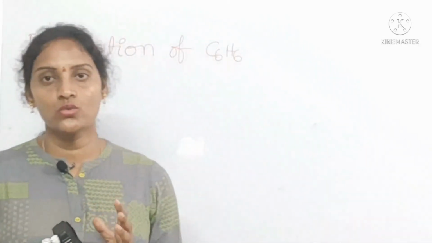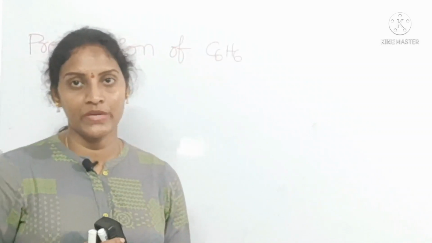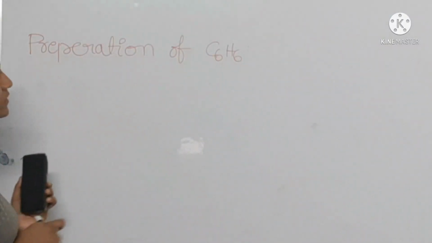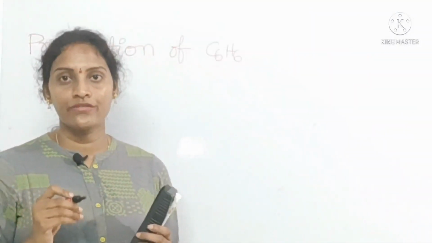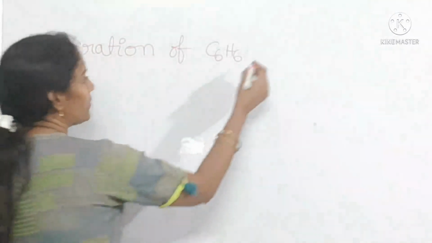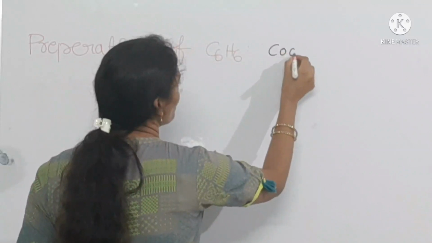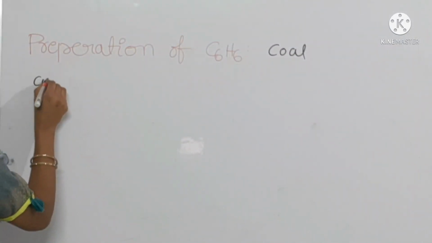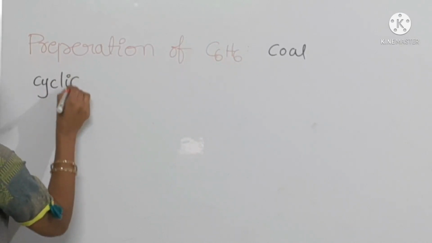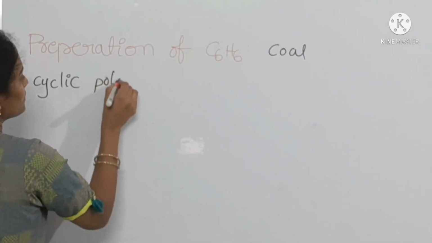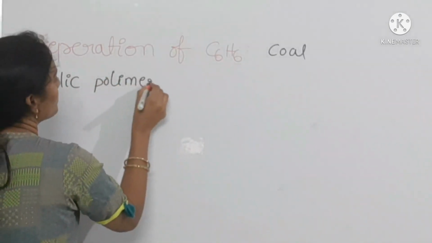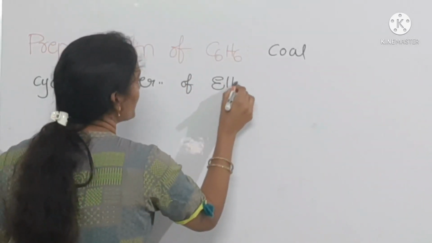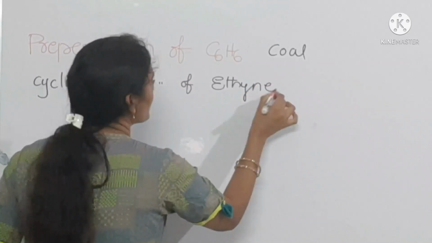Coming to preparation of benzene. In the commercial way, benzene is prepared from coal. In the laboratory, it is prepared from cyclic polymerization of ethine. Okay, this is one method.